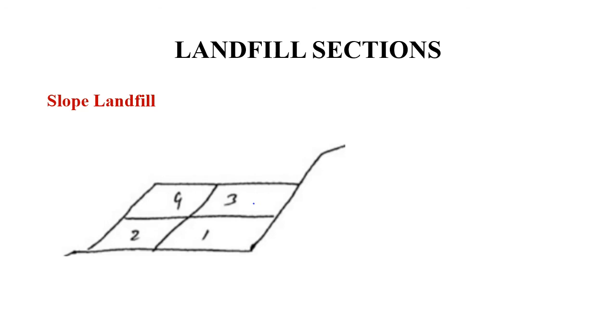The next type of landfill section is called a slope landfill. As the name indicates, if you have no other site, and your terrain is not flat but sloping, then you will have to construct the landfill in such sloping or hilly areas. Obviously, along the sloping lines you will be constructing the landfill. Again, that will be a phased construction.